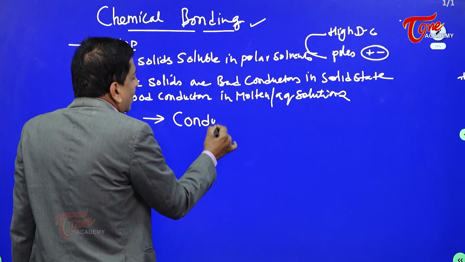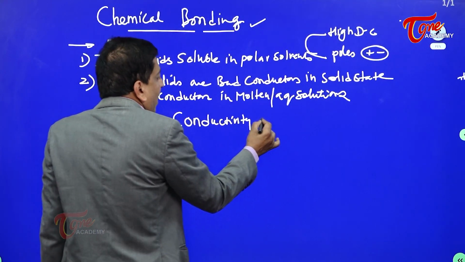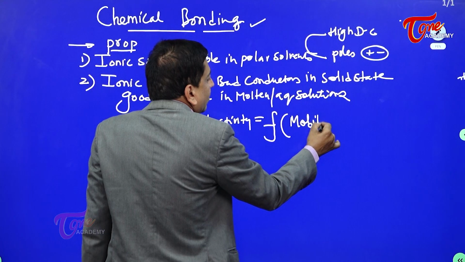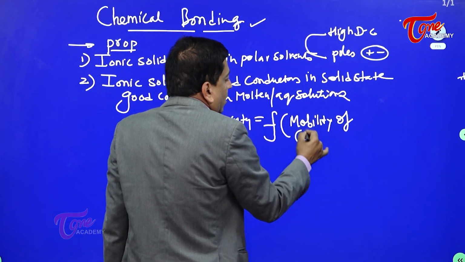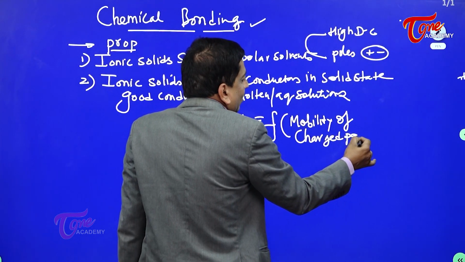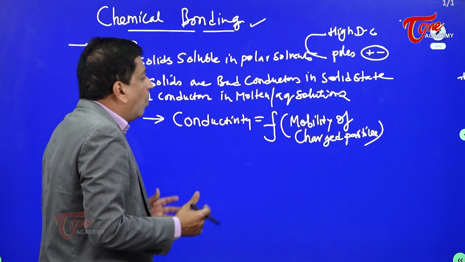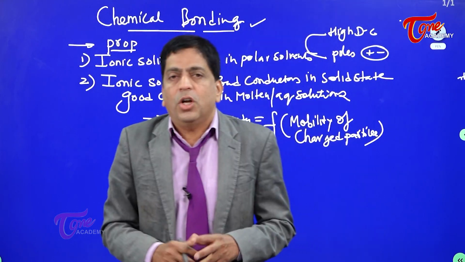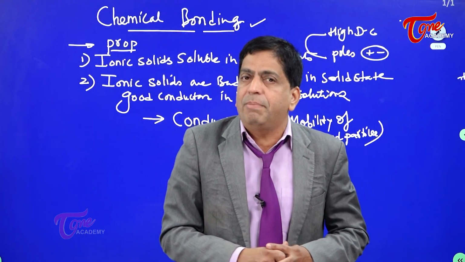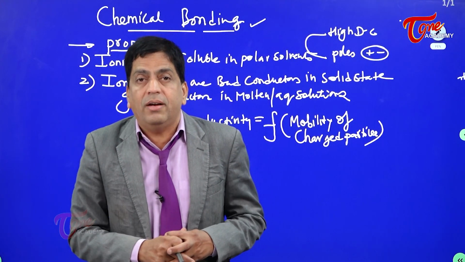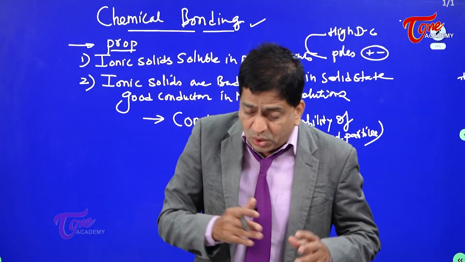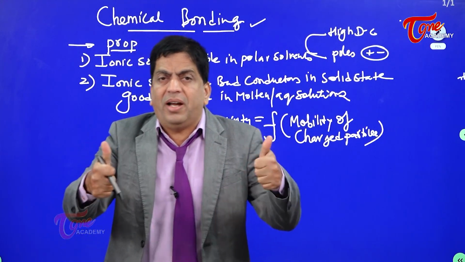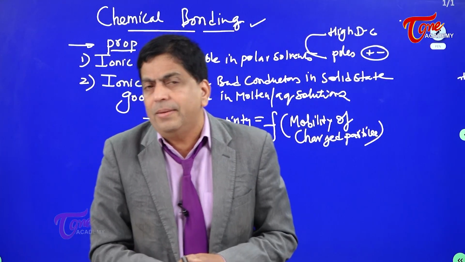Remember, first of all, conductivity is basically a function of mobility of charged particles. Remember that. If you are not mobile enough, you don't exhibit that freedom, then you become a bad conductor, because flow of charges constitutes electric current. Now what is electric current? The charges must move. So the mobility of the charges is prime for a substance to conduct electricity. You must understand that.